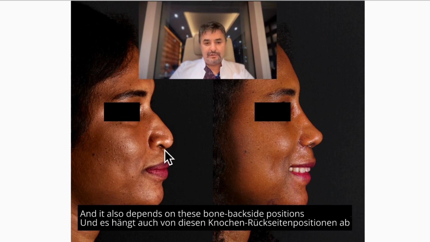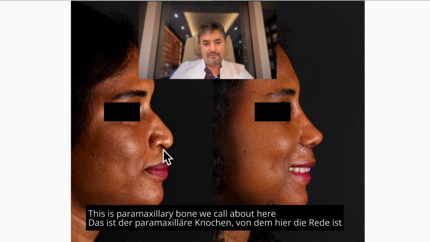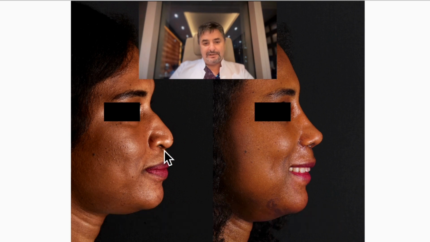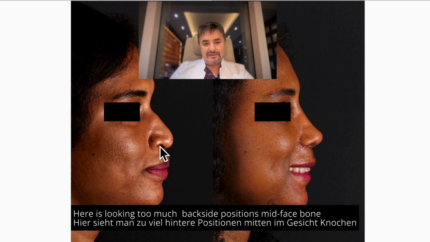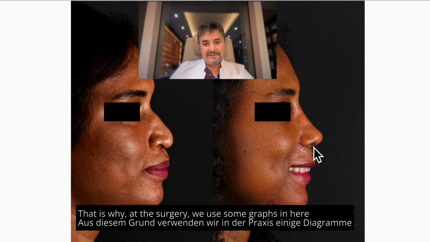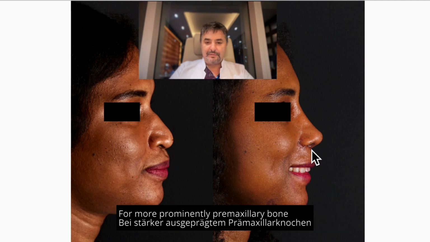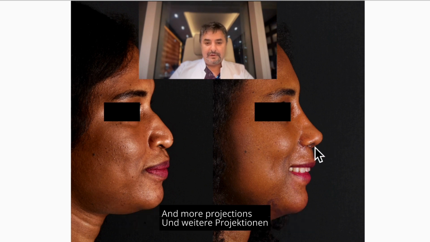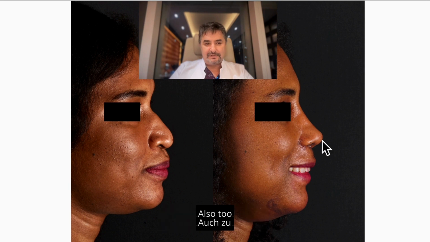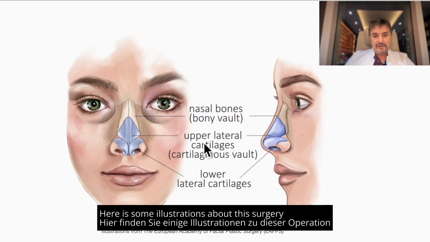and also because of this bone's backside position. This is the premaxillary bone we are talking about here. Here the mid-face is in too much of a backside position. That is why in the surgery we use some grafts here, for a more prominent maxillary, premaxillary bone and more projection too.